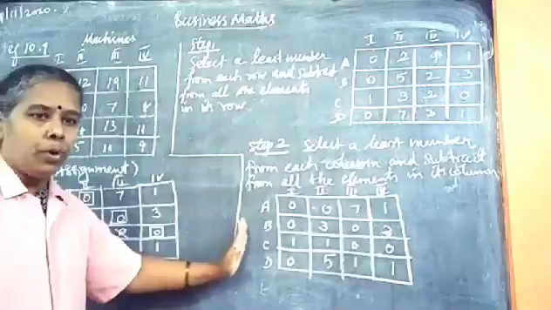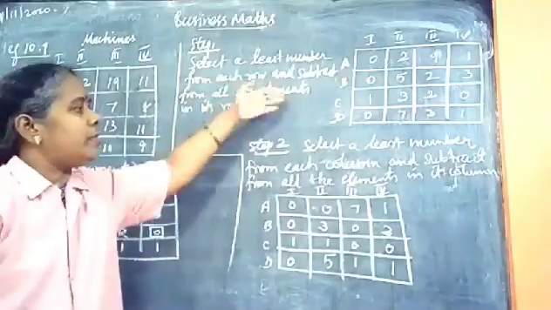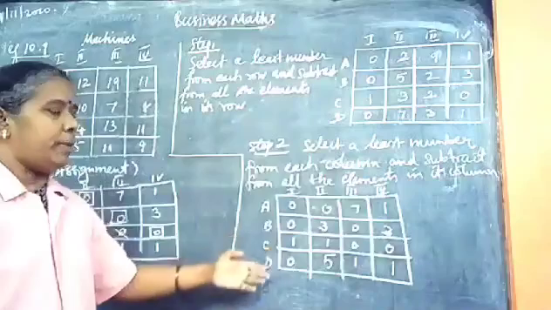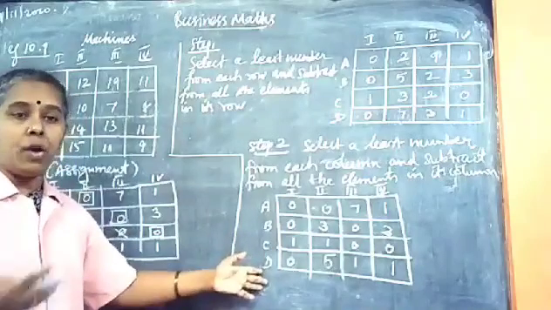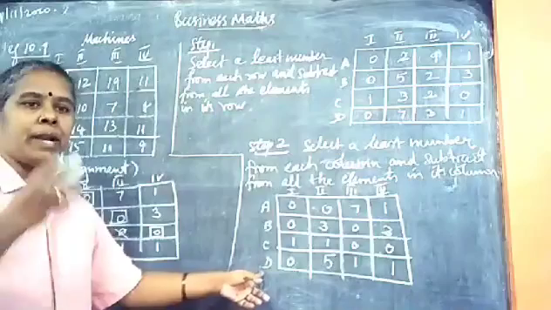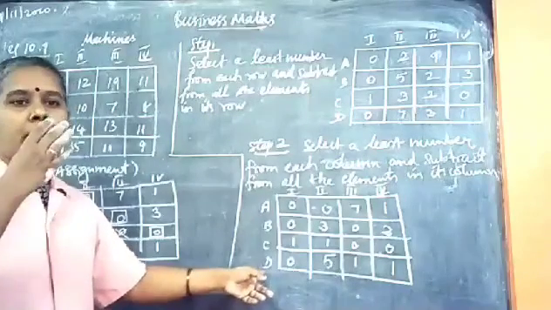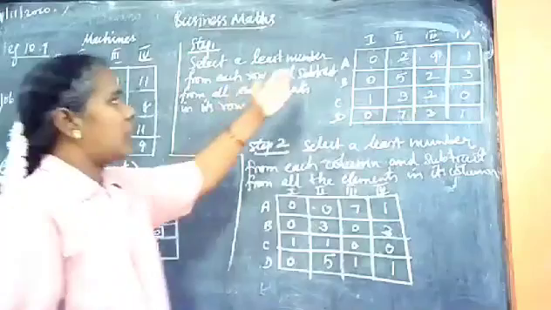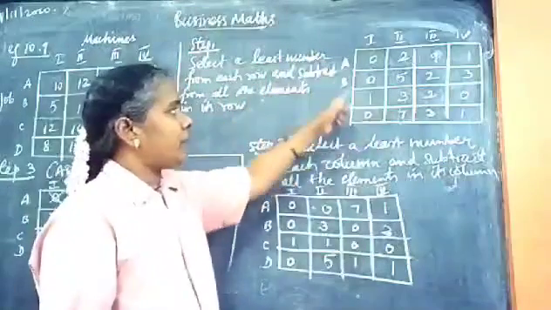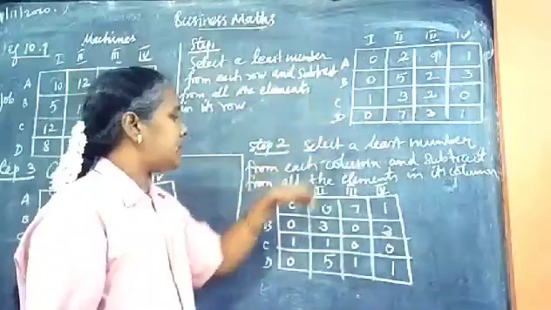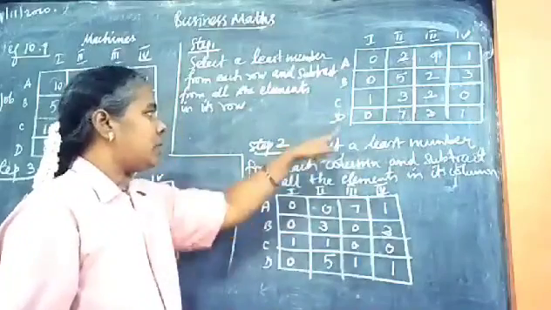When step 2 comes, you should continue with the result of step 1. What you received in step 1, based on that only it will be continued. It is nothing but the column wise subtraction work. Select the least number and subtract that least number from all the entries in that particular column. Okay, see the first column. I'm getting the least number here as 0. 0 minus 0, 0. 0 minus 0, 0. 0 minus 1, 1. 0 minus 0, 0.